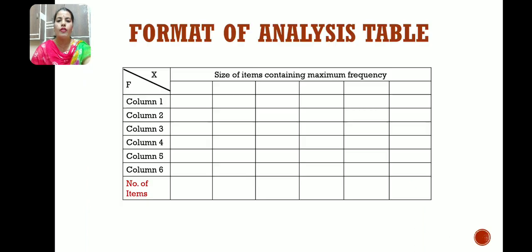So the format of the analysis table is, here the F and X will be changed. How will it be changed? In the grouping table you have written F horizontally and X vertically. Here the sides will be changed. Now you will write F vertically and X horizontally. In the X you will write the size of the items containing the maximum frequency, according to column numbers 1, 2, 3, 4, 5 and 6 of frequency, and then you will add.